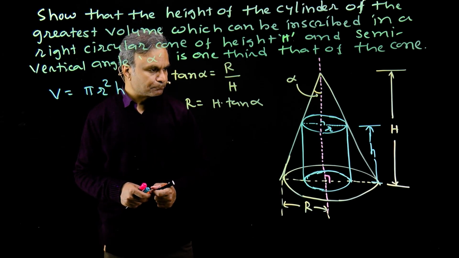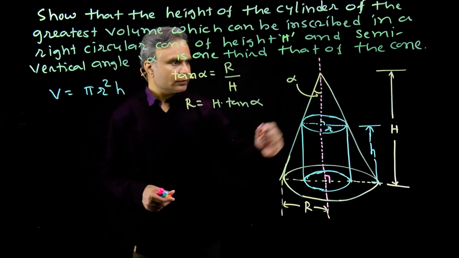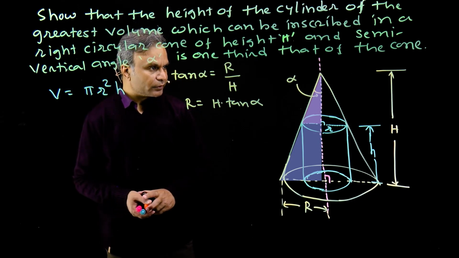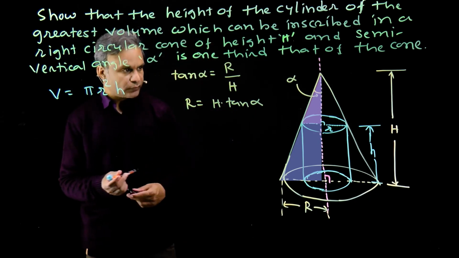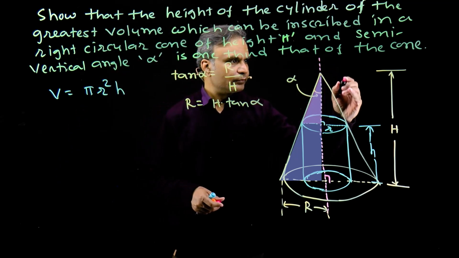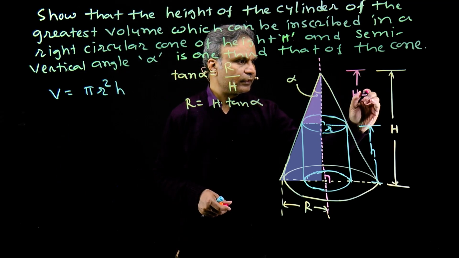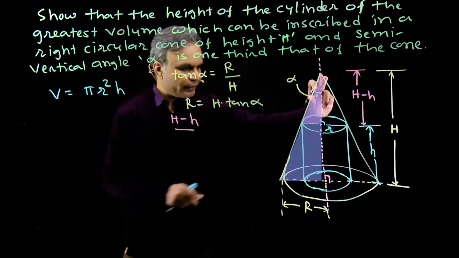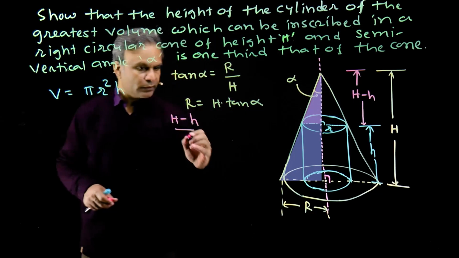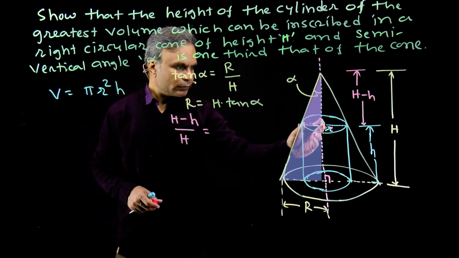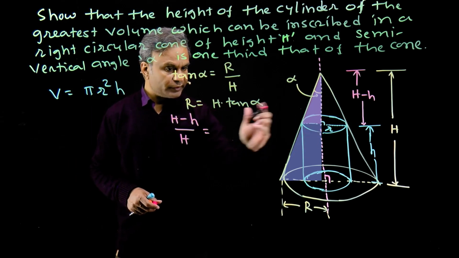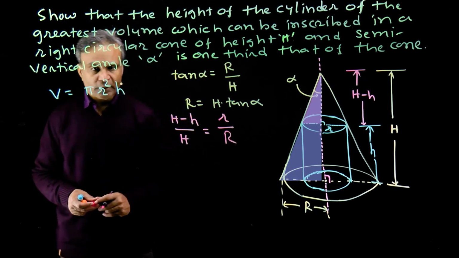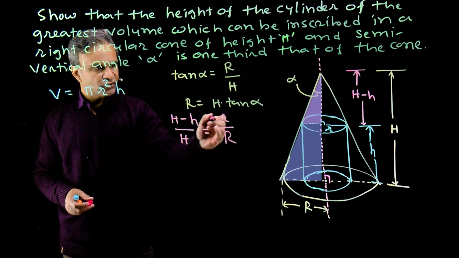We have here similar triangles. This triangle and this triangle are similar. So we can compare the ratio of corresponding sides. This height will be capital H minus small h. So we get capital H minus small h, this height, over this bigger height, which is capital H, equal to this width, which is the radius of the cylinder, r, upon the radius of the cone, which is capital R. So here we have the relation between h and r.